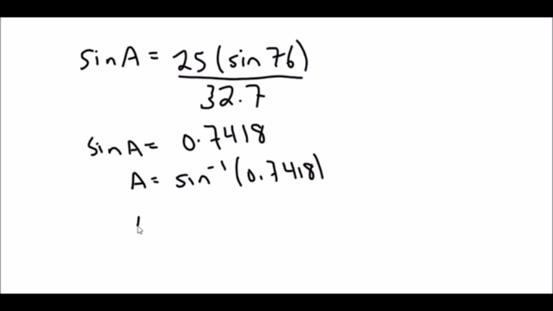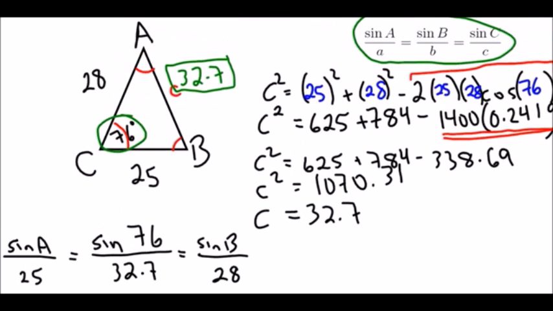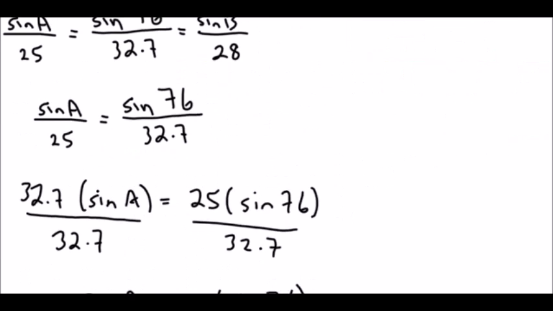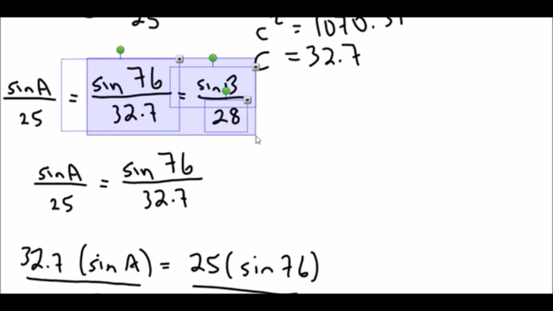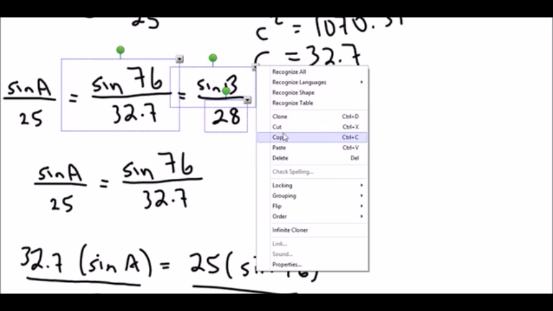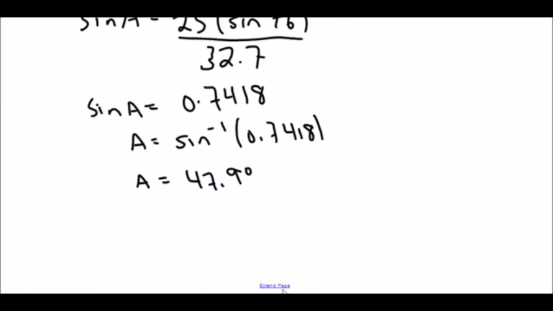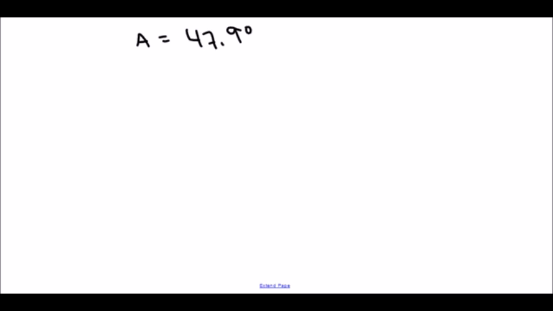So in my calculator, I get 47.9 degrees. Okay, so I know that angle A is 47.9 degrees, and now I need to find angle B. Now, I could just use the rule that the angles add to 180, but I actually prefer to save that for a check of my math. So I'm going to use the sine law again, and this time I'm going to solve for B. So let me grab what I need. Close enough. And let's go solve for angle B. Exactly the same idea, just obviously different numbers.